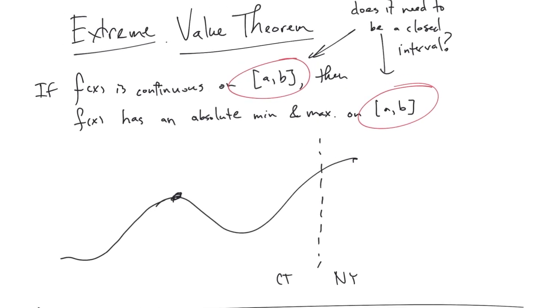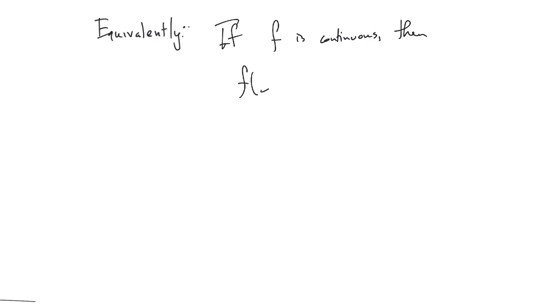Let me just say there's another way of writing this statement. Equivalently, we wouldn't typically write it this way in a calculus class, but it is another way of writing the same statement. If f is continuous, then this set f of the interval [a, b], the closed interval [a, b], is a closed interval. This is a true fact.